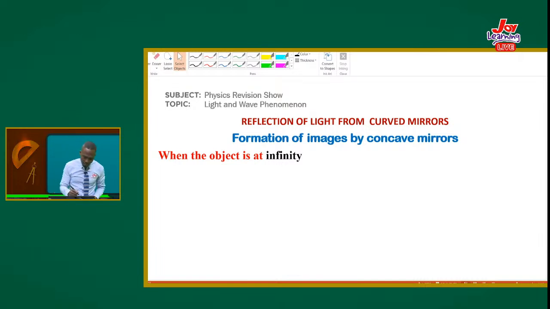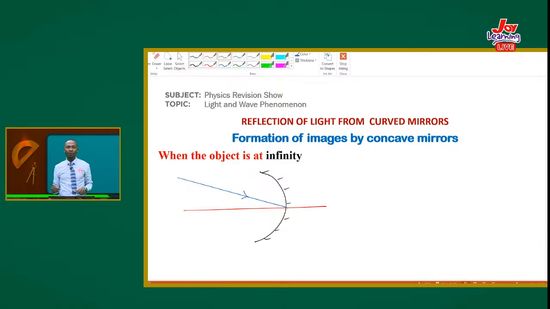So we will draw, as usual, a concave mirror. I try to shade the back of the mirror. I show the principal axis. I try to take some rays that are parallel or coming from the object. So I take a light ray coming from the object, incident at the pole. And the rule says that if you have a ray of light incident at the pole, it should reflect at the same angle, making the same angle with the principal axis.